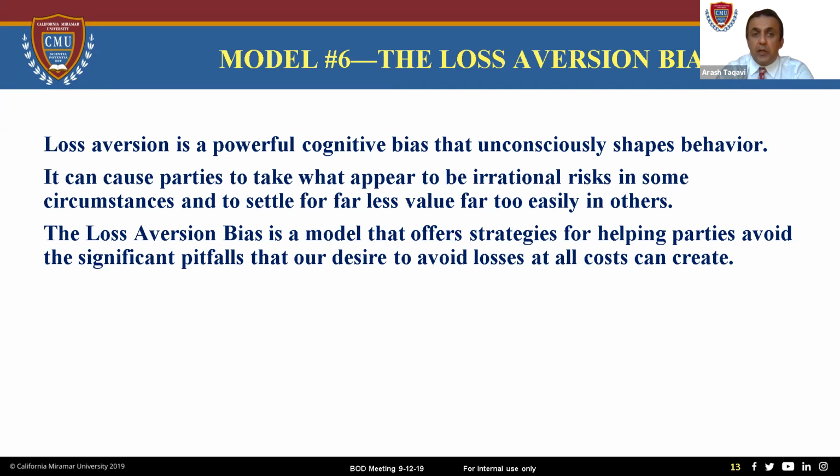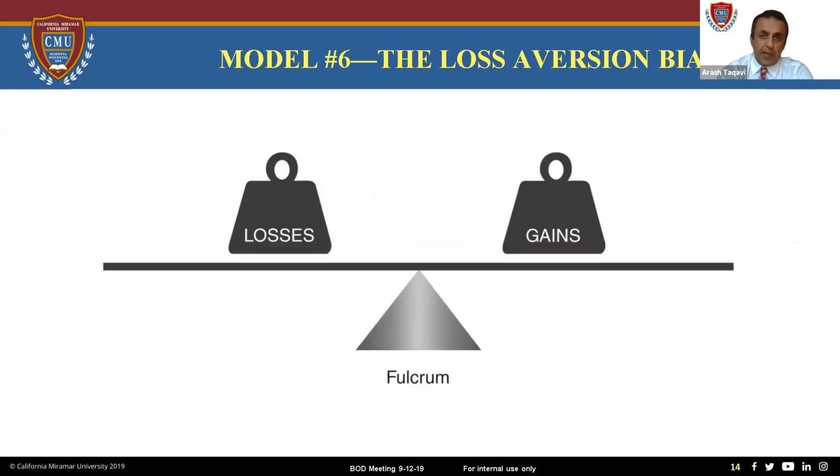It can cause parties to take what appear to be irrational risks in some circumstances and settle for far less value too easily in others. The loss aversion bias is a model that offers a strategy for helping parties avoid the significant pitfalls that our desire to avoid losses at all costs can create. You can see here losses, gains, and fulcrum.